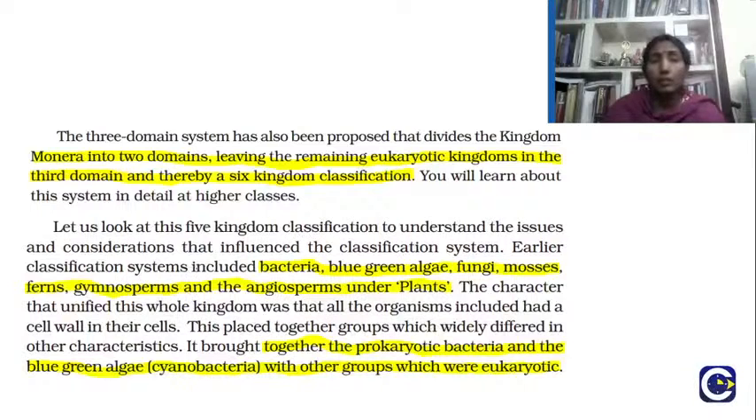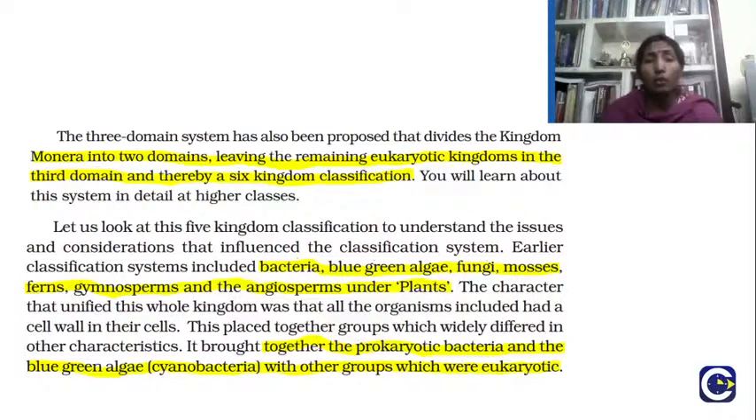The earlier classification system included bacteria, blue green algae, fungi, mosses, ferns, gymnosperms and angiosperms, everything under plants. The character that unified this whole kingdom was that all the organisms included had a cell wall in their cells. So with the cell wall we took everything and put it into plants. But this placed together groups which are different in other characteristics. So now what did we do, we can't just throw everything together based on the cell wall. So take other characteristics into account.